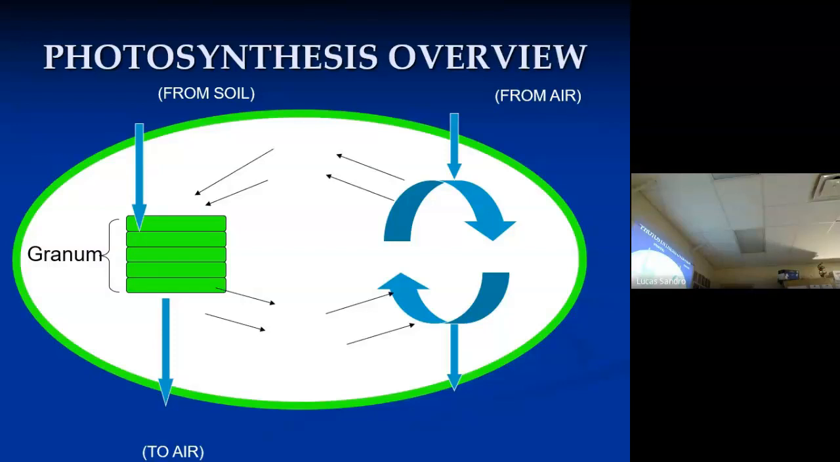Okay, so this says from soil and from air. What do you think the two things are going to be in these two spots? Yeah. Water and CO2. Water from soil, good. And CO2 from air? Absolutely, yeah. So what goes on here, and this is again the overview, we'll go into more detail tomorrow. Light hits chlorophyll in the thylakoid membrane and excites it.